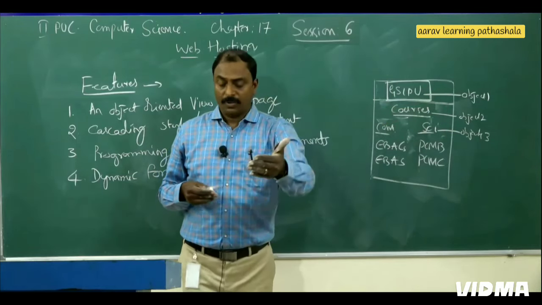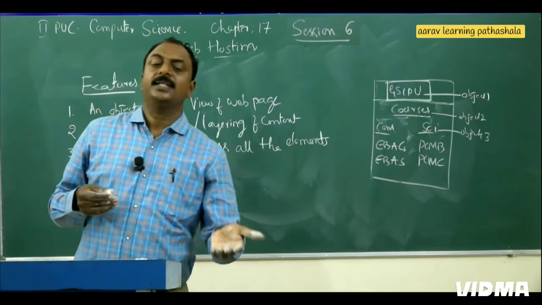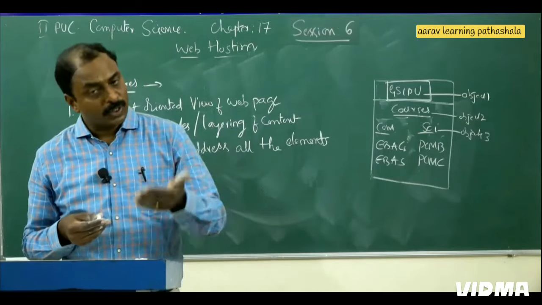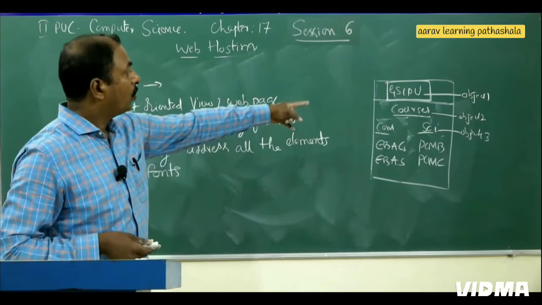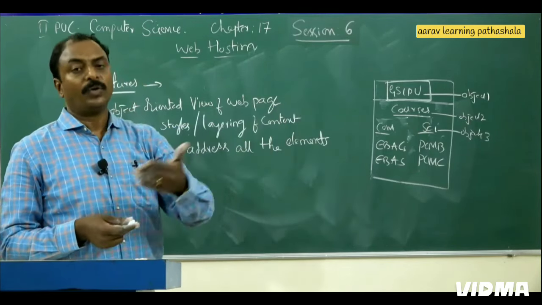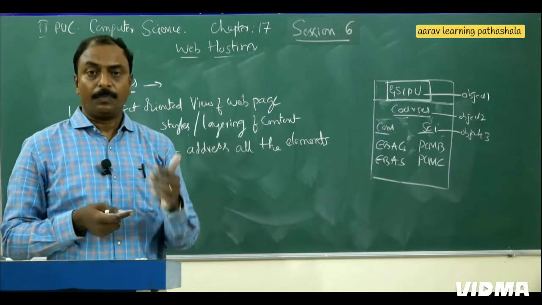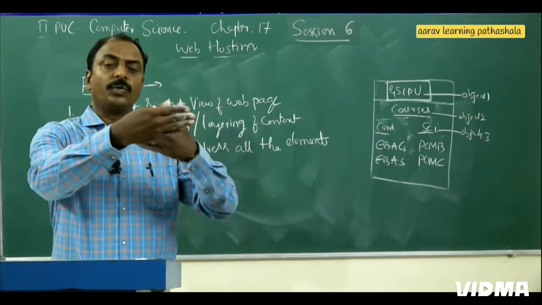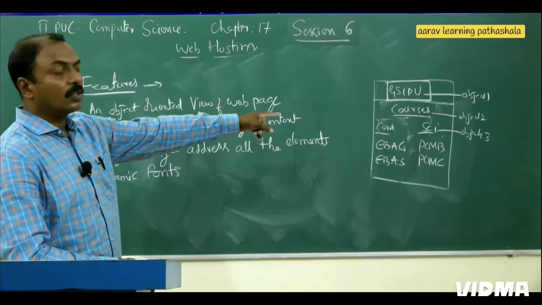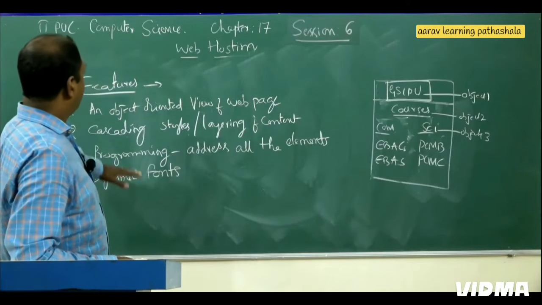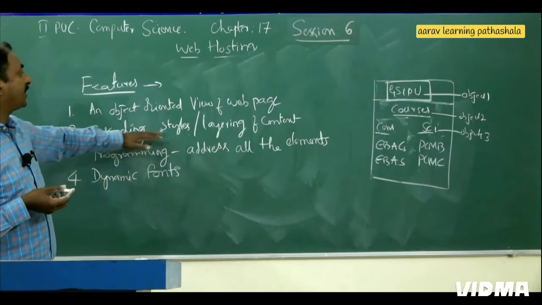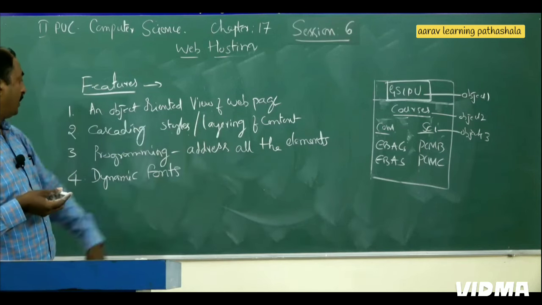So here the background is one layer, and on top of it we have courses. This object is placed over it. So all the contents or the information are placed one over the other. That is called the layering concept. So it also provides cascading of styles or layering of content.